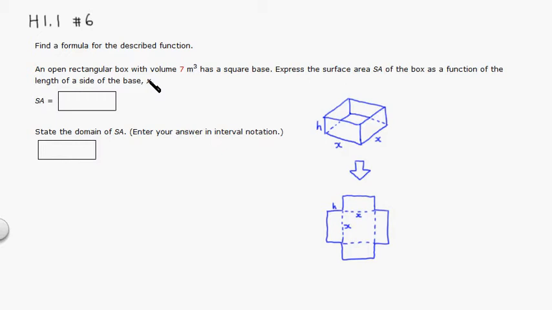base x. I already drew the open box, so here's the open box. It's x by x for the base, and I'm just going to call the height h. Since we're interested in the surface area, we're going to cut the box open. So cut here, cut here, cut here, cut here, then open those walls up, and you end up getting this. Then we want to find the area of these 4 rectangles and a square combined. So let's find that.